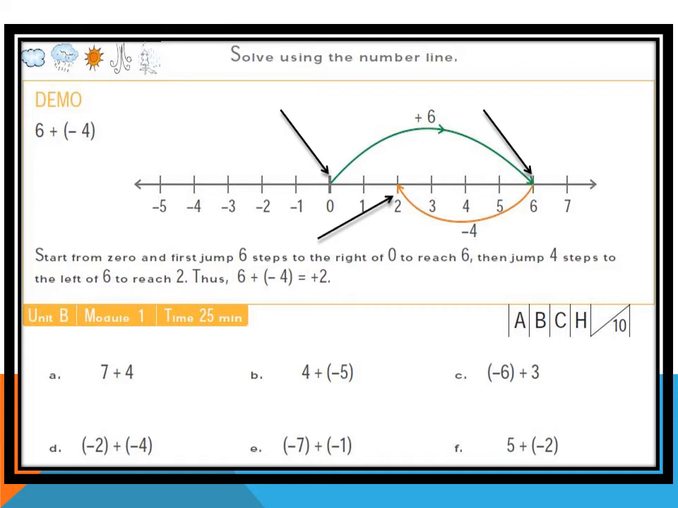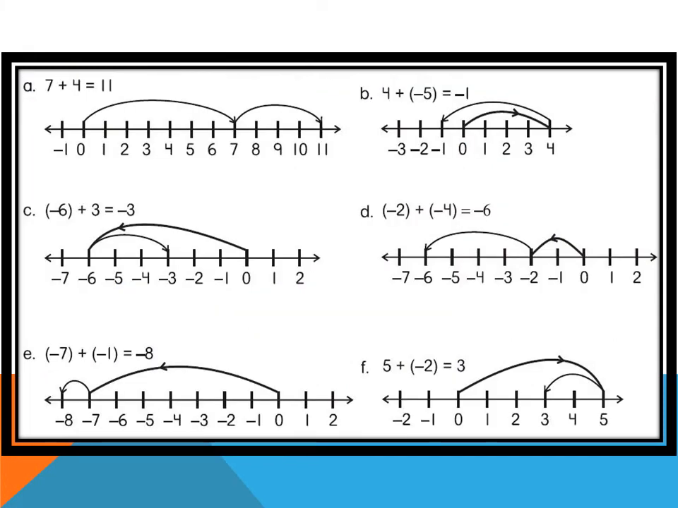Now I am showing you the answers. So these are the answers to module number 1's questions. Let us discuss question number D. We had to add minus 2 and minus 4. So from 0, first of all we jump to minus 2 and then we have to do minus 4. When it is a negative number, then we have to move further to the left hand side. 4 steps to the left hand side of minus 2 is minus 6. So minus 2 plus minus 4 gives us minus 6.